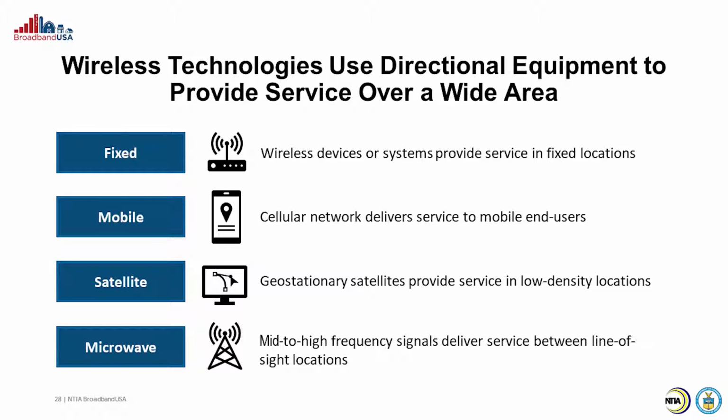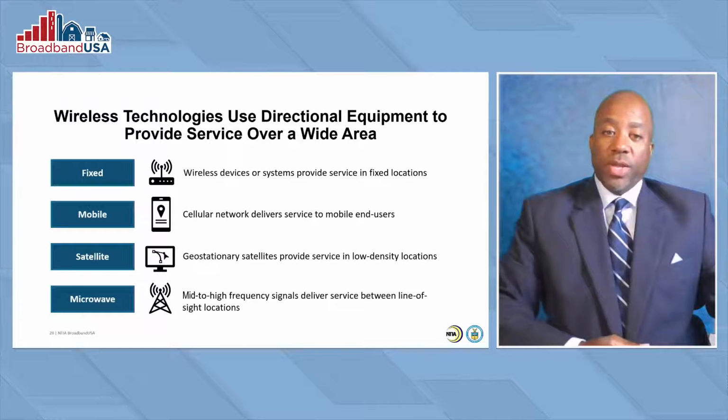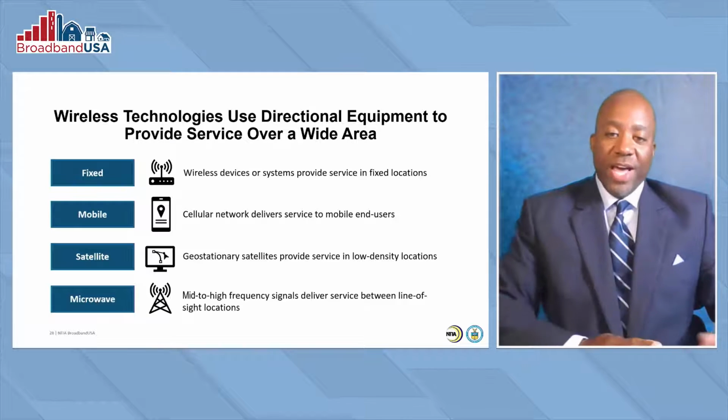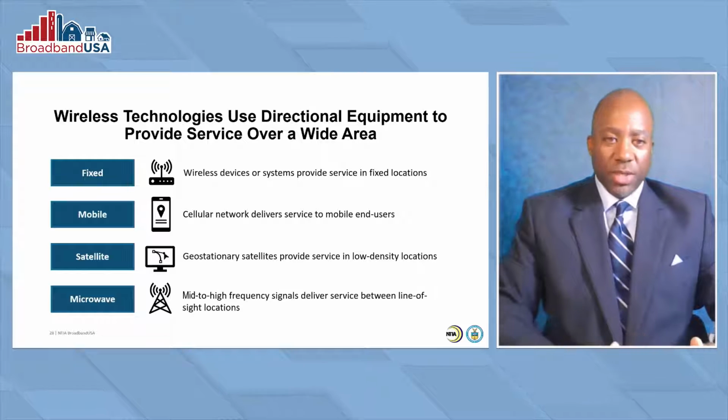Satellite, geostationary satellites provide service primarily in low density areas. And then microwave, which utilizes mid to high frequency signals to deliver service between direct line of sight locations. So again, if you think about microwave, it has to be point to point. It has to have a direct line of sight. It can't be blocked by any foliage or any buildings.